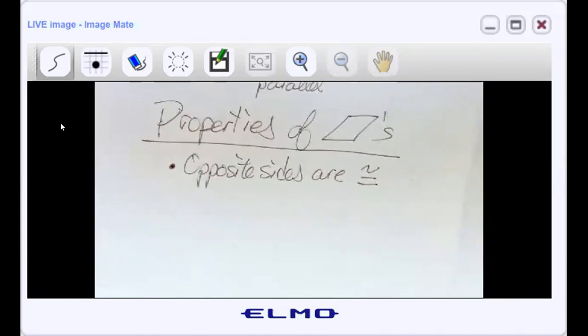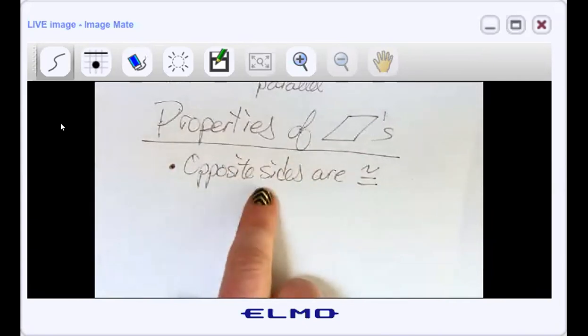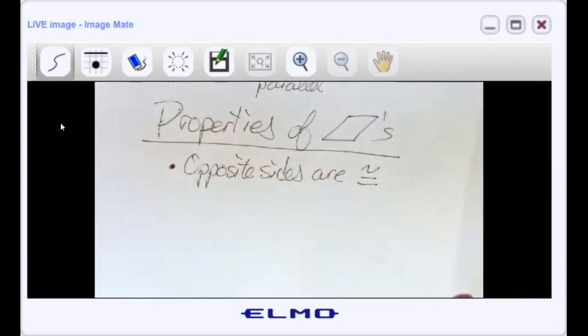All right, so think about any parallelogram that you can create. You will notice that this is always going to be true. Your opposite sides will always be congruent, and of course parallel, otherwise it wouldn't have been a parallelogram.